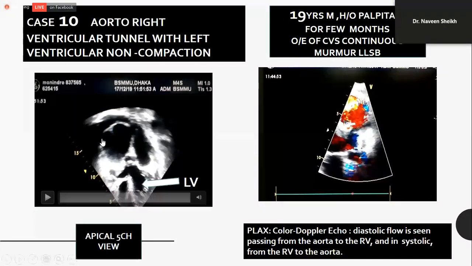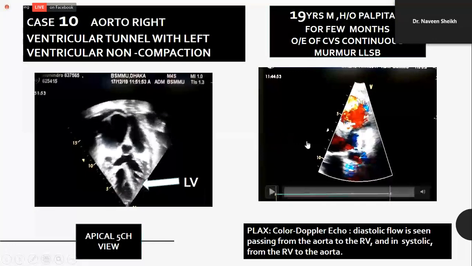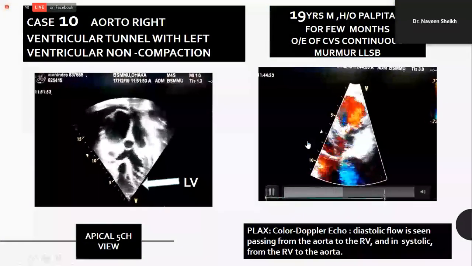My next case is aorto-right ventricular tunnel. Here we can see the tunnel entering into the right ventricle, and she had a continuous murmur. We can see continuous flow.